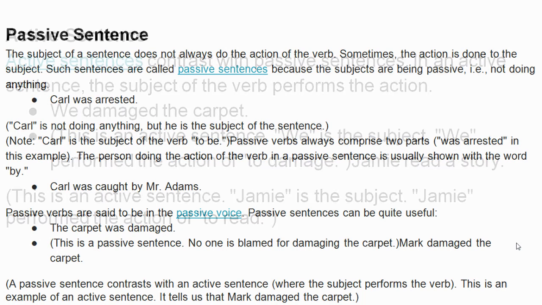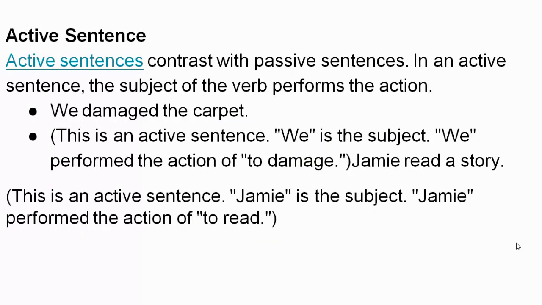Now let us know about active sentence. Active sentence contrasts with passive sentence. In any active sentence, the subject of the verb performs the action. We damage the carpet. This is an active sentence. We are the subject. We perform the action of to damage. Okay, Jamie read a story. This is an active sentence. Jamie is the subject. Jamie performed the action of to read.